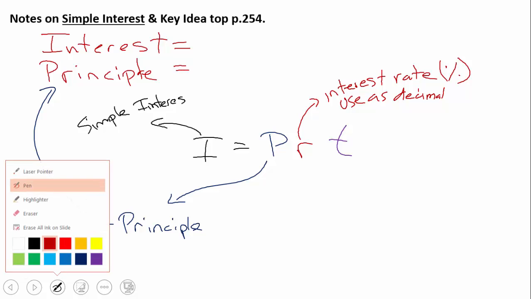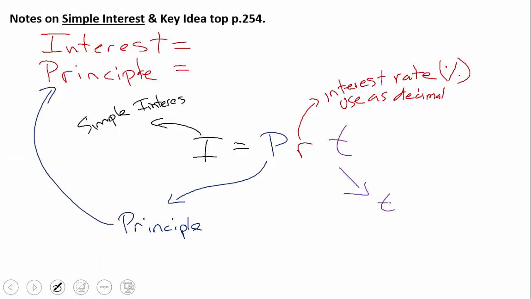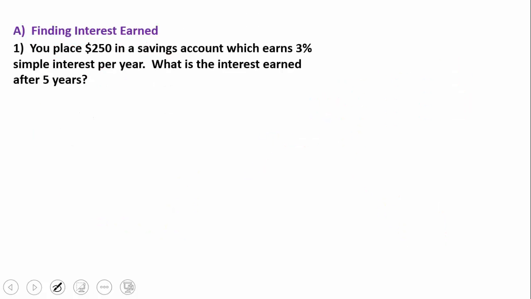And then, of course, we have T. And T is important because it's time, and it's in years. Time in years. Yes, I could give you a problem that has it in months, and you have to convert it to years. You must use time in years for the simple interest formula.